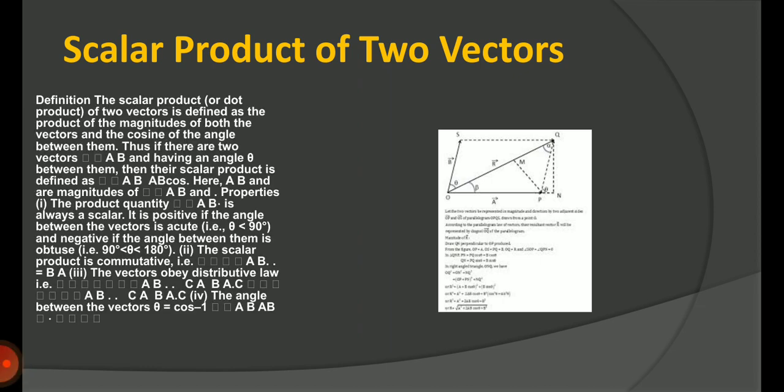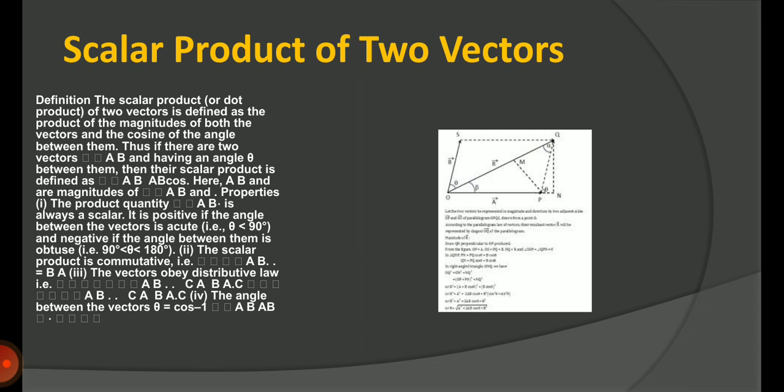Scalar product of two vectors. Definition: the scalar product or dot product of two vectors is defined as the product of the magnitudes of both vectors and the cosine of the angle between them. Thus, if there are two vectors A and B having an angle theta between them, their scalar product is defined as A.B equals AB cos theta. Here, A and B are the magnitudes of the vectors. Properties: the product quantity A.B is always a scalar. It is positive if the angle between the vectors is acute and negative if the angle between them is obtuse.